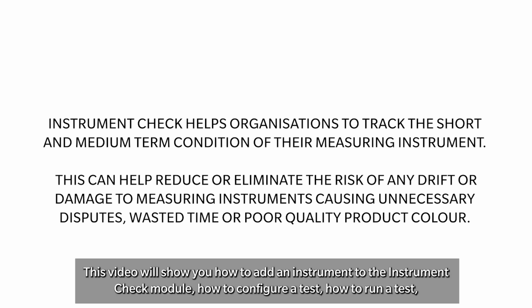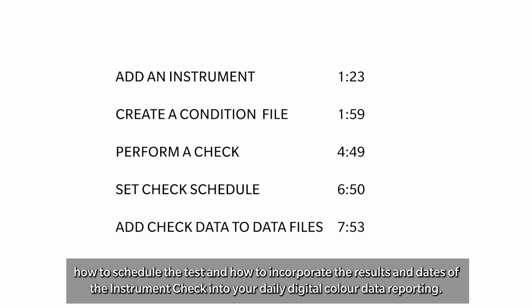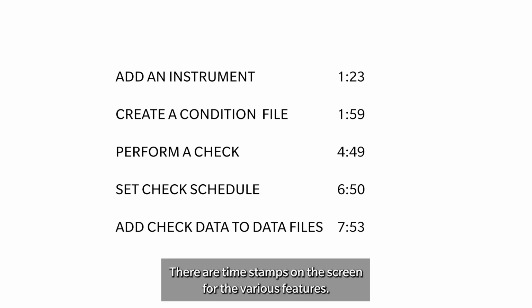This video will show you how to add an instrument to the Instrument Check module, how to configure a test, how to run a test, how to schedule the test, and how to incorporate the results and dates of the Instrument Check into your daily digital colour data reporting. There are timestamps on the screen for the various features.